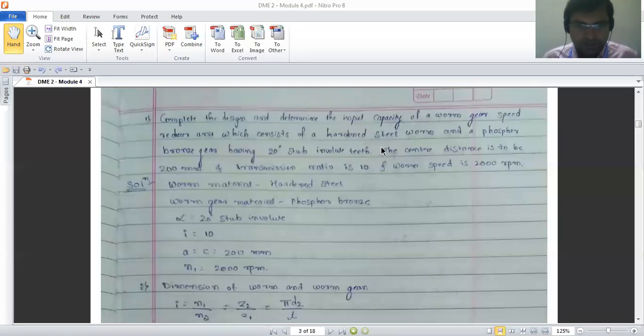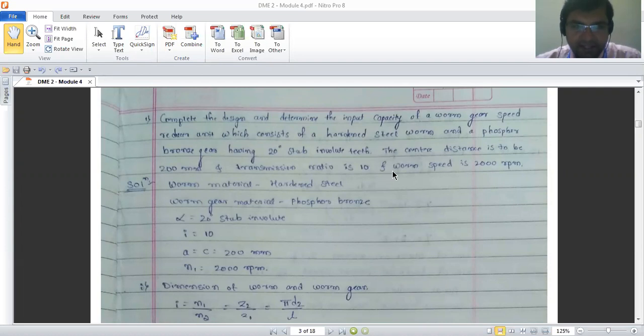Good morning, dear students. In the last session, we have seen the basic information related to worm and the worm wheel. So, in today's session, we are going to solve a numerical, that is, design of a worm and the worm wheel. So, first, let me explain the given numerical.